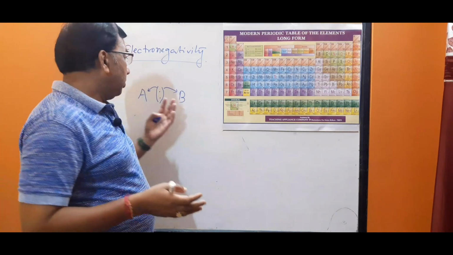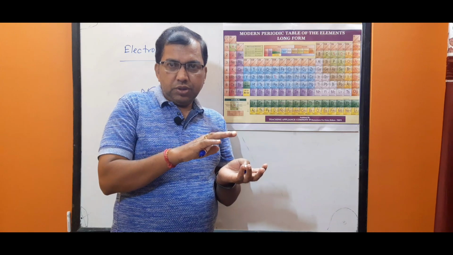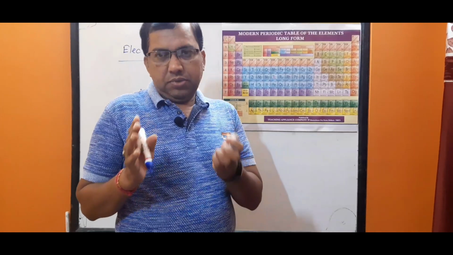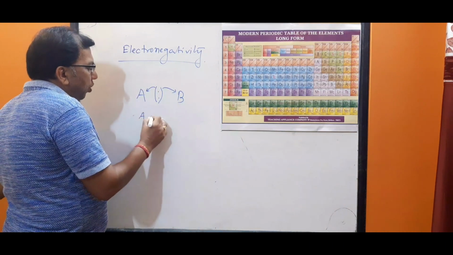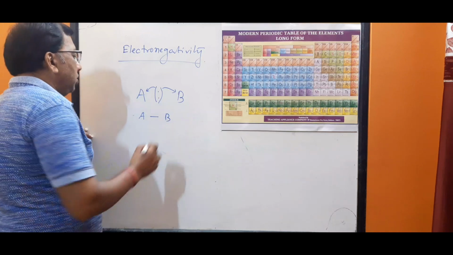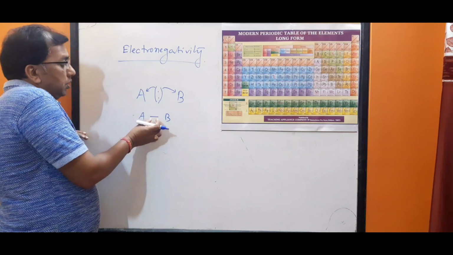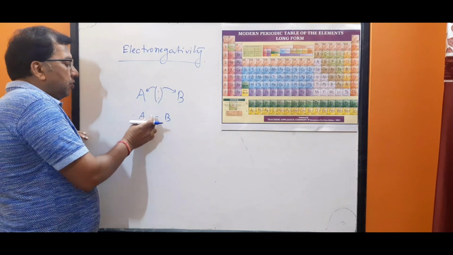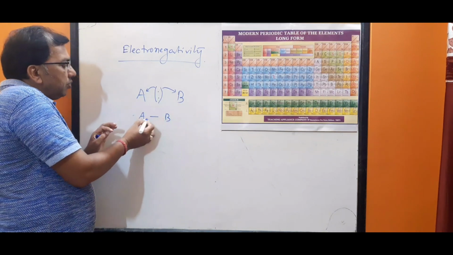Okay, so in the case of homonuclear atoms, electronegativity actually cannot be measured. See here, this bond is a covalent bond. This bond is being shared by this atom and also by this one. The pair is also being attracted.